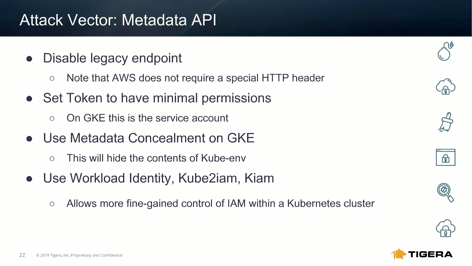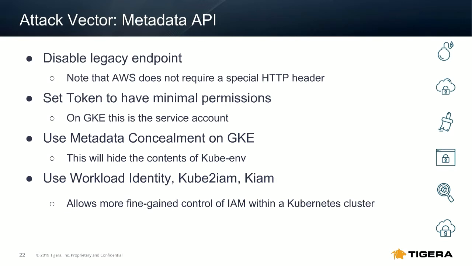We also want to set the token to minimal permissions, like what we just had in this demo. On GKE, this is the service account. Using metadata concealment on GKE would also be recommended. What this does is it hides the sensitive information, for example, the kube-env file. And the way they do it is just having a kind of proxy between the metadata service and your cluster, and it will just filter out anything that is sensitive.